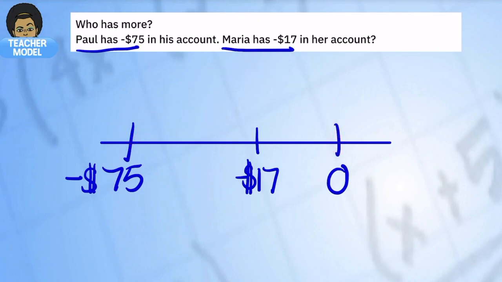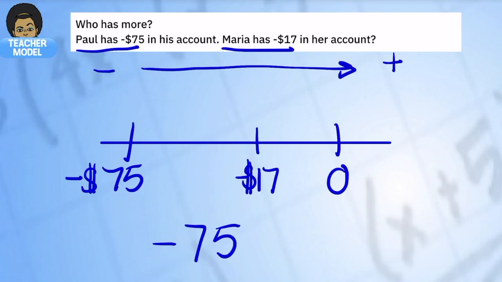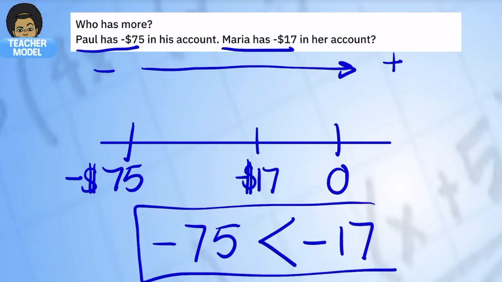The other thing you also know is that my numbers are going in ascending order, meaning they get bigger in this direction. So if I was looking at making a symbol, I know that everything to the left is smaller than to the right. So here we have it. Maria has more money in her account than Paul, even though she has negative $17. Take 30 seconds and jot this down in your notes, and we'll go right into guided practice next.